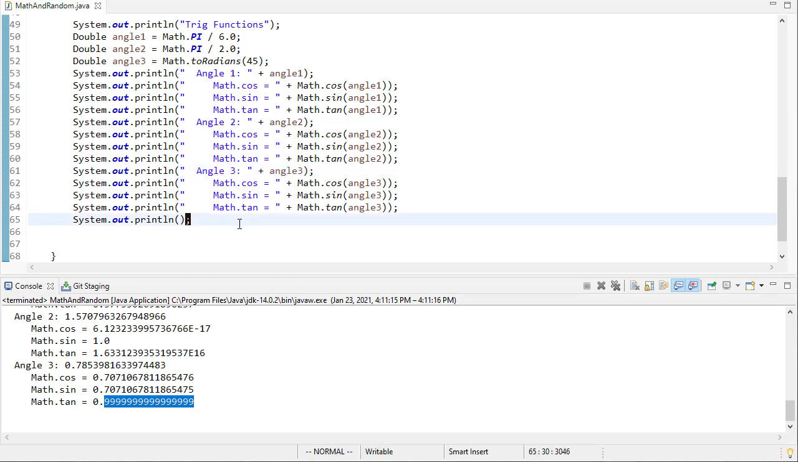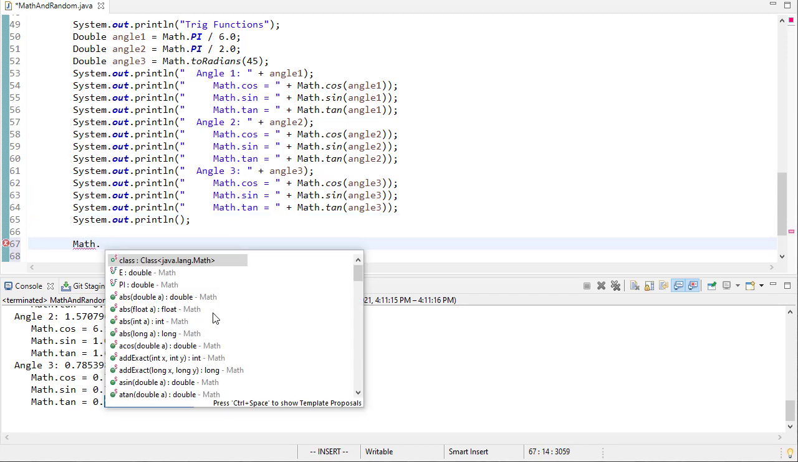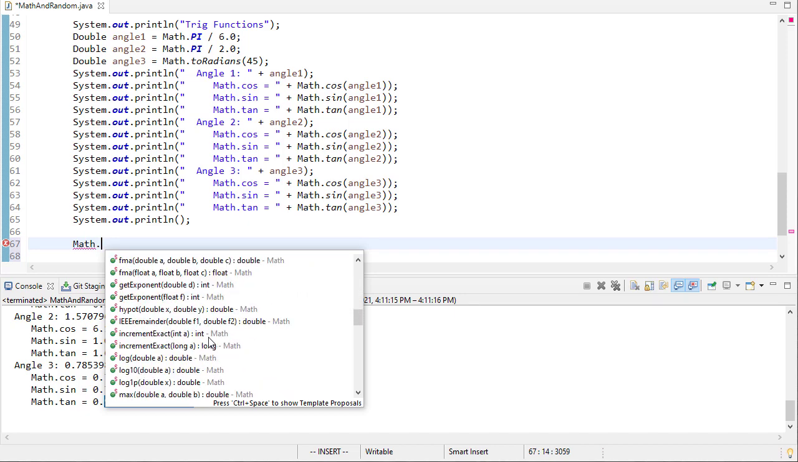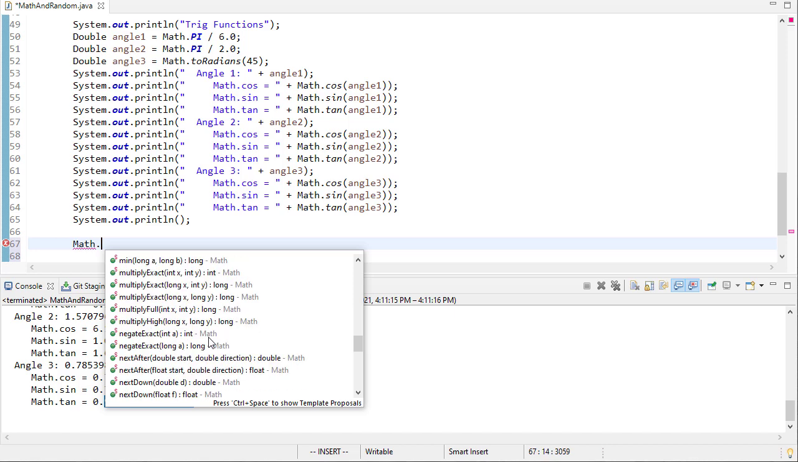Okay, so there's some other math functions that you can take a look at. If you just type math and then dot in Eclipse, you can see the list of all the functions that are there. We didn't even cover probably even a fifth of these, but if you're ever looking for some sort of mathematical function, there's a very good chance that it's actually in here. In fact, we didn't even talk about rounding, but you can see that there's some round functions as well.